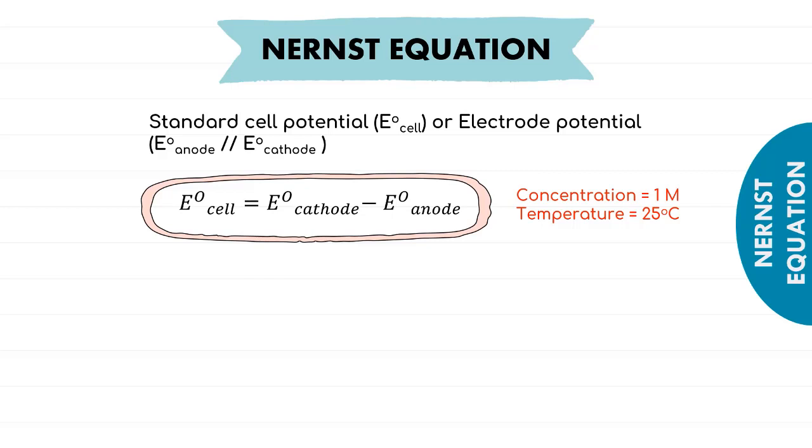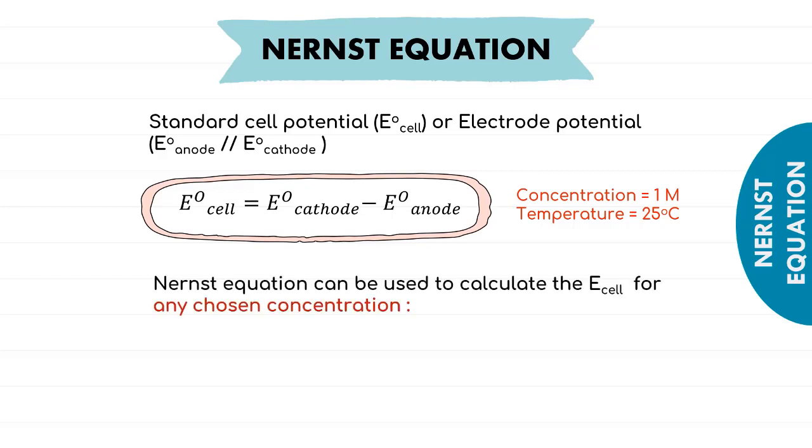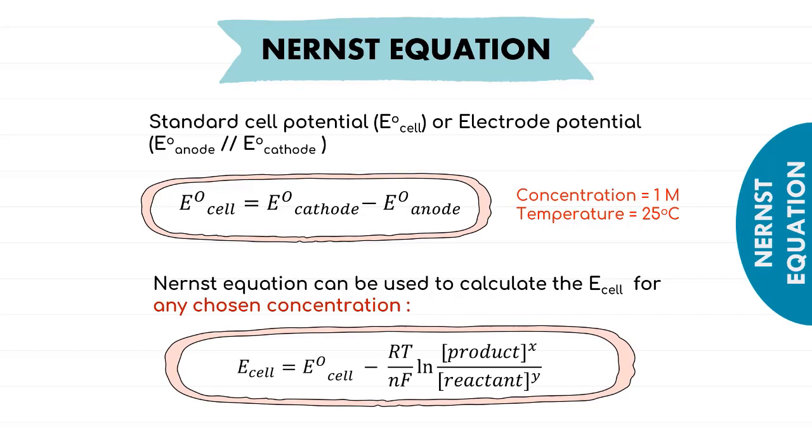For different concentrations, we can use Nernst equations to calculate cell potential E cell. Cell potential is equal to standard cell potential minus RT over NF ln concentrations product to the power of X divided by concentrations reactant to the power of Y. The X and Y value can be determined from the coefficients of overall redox reaction as well as N, which is the number of mole of electron. R is gas constant of 8.314 J per K per mole, T is temperature in Kelvin, and F is a Faraday constant of 96,500 Coulomb.